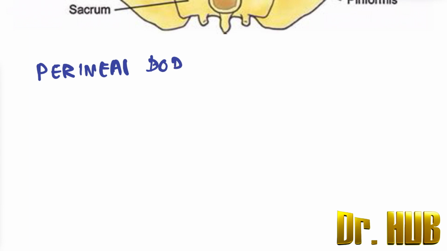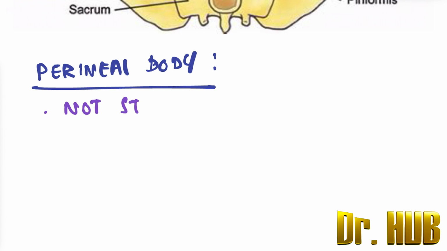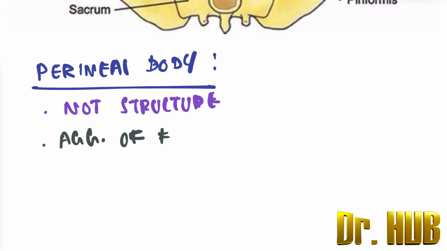So by definition, what do you mean? The perineal body is not a structure. It is an aggregation of fibromuscular tissue.